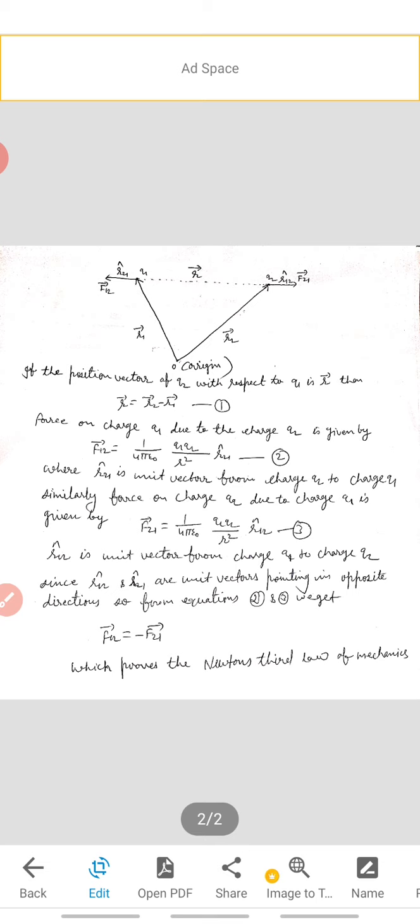So from the second and third equations, we can write F12 is equal to minus F21, and it is Newton's third law of mechanics, which states that to every action there is an equal and opposite reaction.